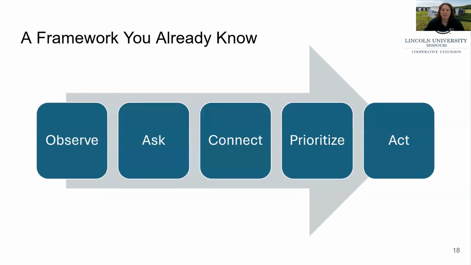So again, our process is observe, ask, connect, prioritize, act. And we're going to keep coming back to those 5 steps throughout the rest of the webinar. But before we put them into practice, we need to start with the basic question. What actually counts as abnormal?